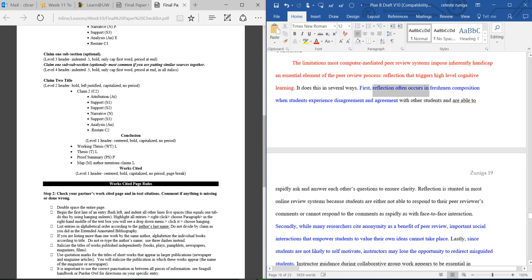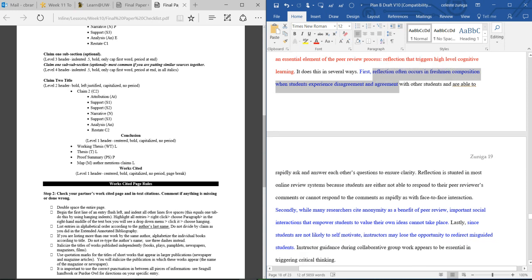First, reflection often occurs in freshman composition when students experience agreement and disagreement. In other words, when you're looking at someone in the face, you can see slight variations of expression that you cannot pick up via the internet if you're not looking at someone's face. Even if their words are saying you did great, if their face is saying you need to work a little bit more, that's a big deal. Those slight variations are a big deal, according to research.